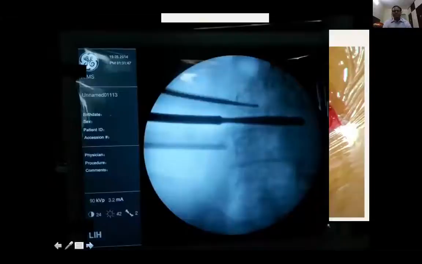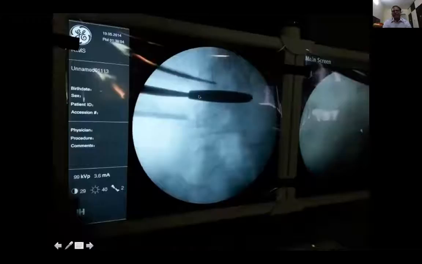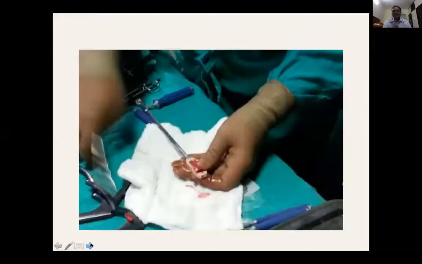And then the trials are placed to confirm the size. One can place a cage with a transverse diameter of almost 45 or 50 millimeters and a 16 millimeter height, which gives a lordotic angle also. One can plan 2 to 4 to 6 degrees of angle, which is not possible in a posterior fusion. So the correction of lordosis angle also is better when one does an oblique lumbar interbody fusion.